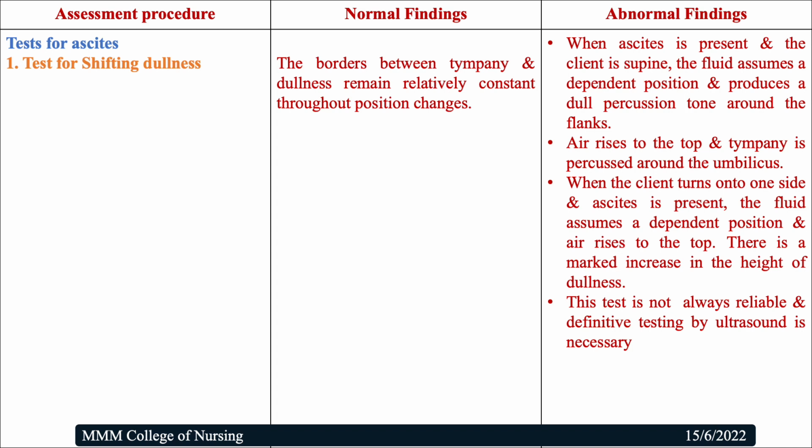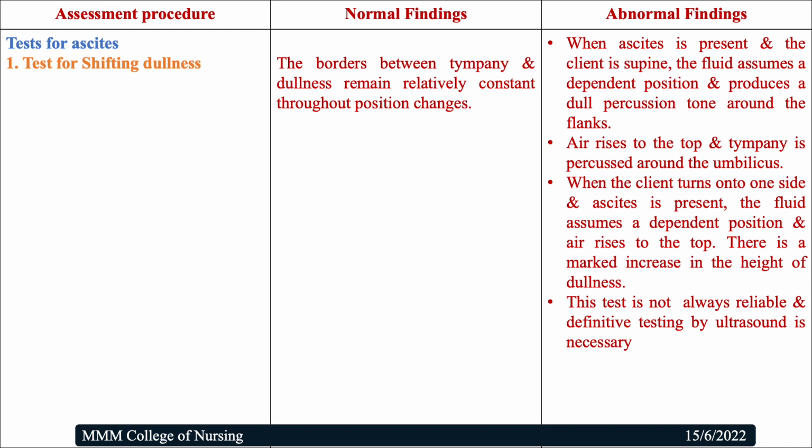The normal findings are the borders between tympany and dullness remain relatively constant throughout the position changes. Abnormal findings include when ascites is present and the client is supine, the fluid assumes a dependent position and produces a dull percussion tone around the flanks. Air rises to the top and tympany is percussed around the umbilicus.